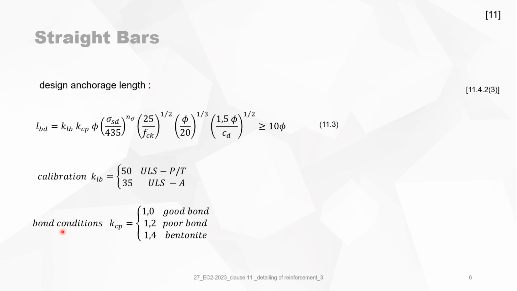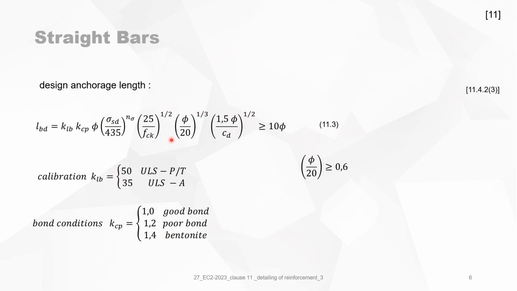KCP is bond conditions. And for those bond conditions, normally we have only two values for it. It's a good bond or a poor bond. But now we have three values, sorry. The KCP is 1 for good bond, 1.2 for poor bond, and 1.4 for instance, a bentonite wall.